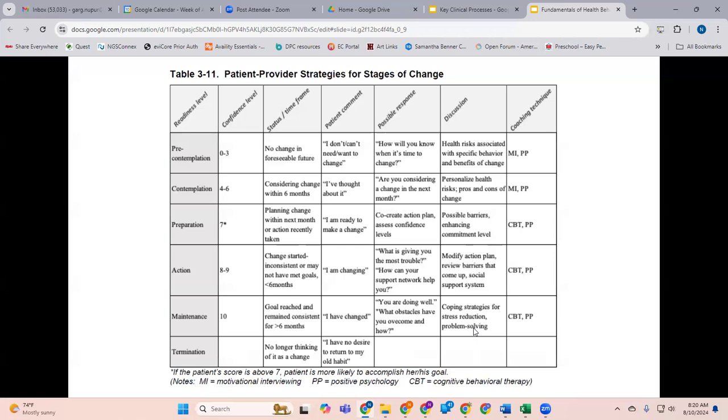And the CBT is involved with that. And the termination is they're no longer thinking of it as a change. This is just their lifestyle. So we all come with some good behaviors, some bad behaviors, and we're all a work in progress. And some things we don't even have to talk to the person about. They've already been doing it.